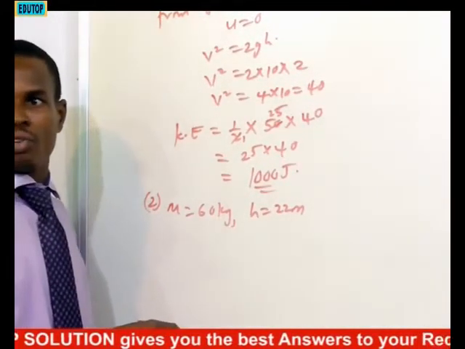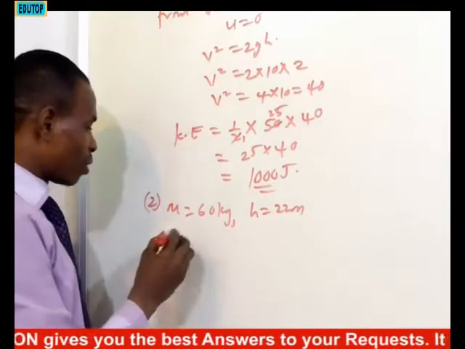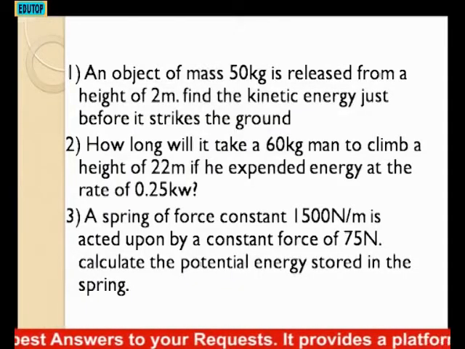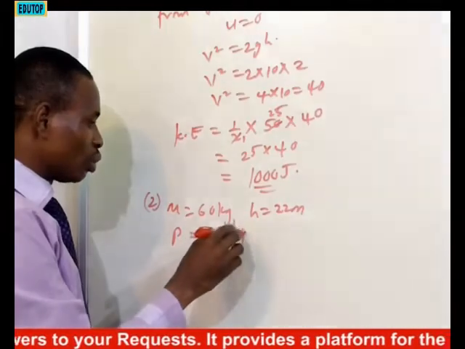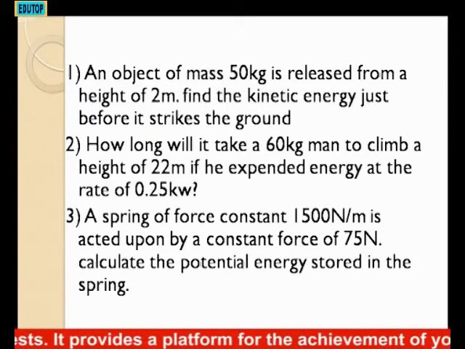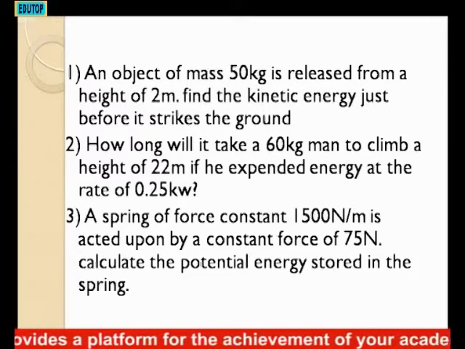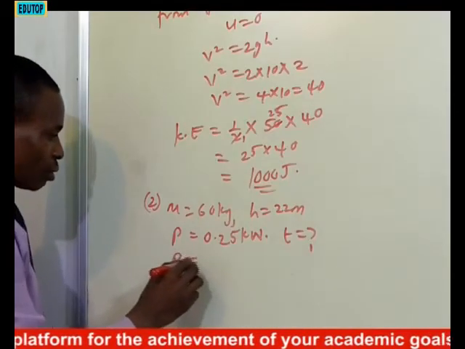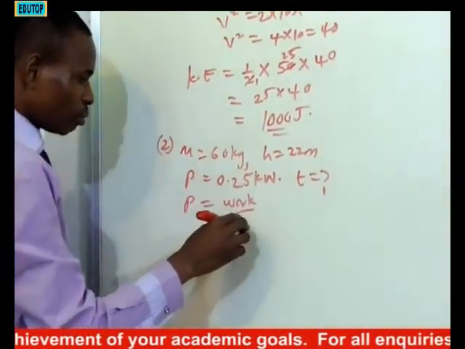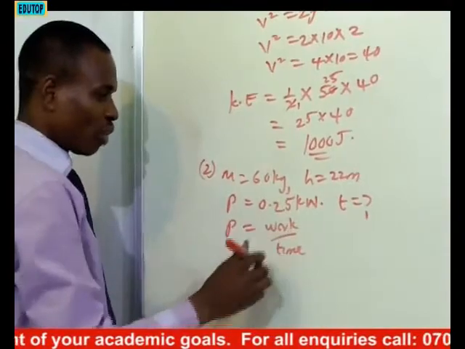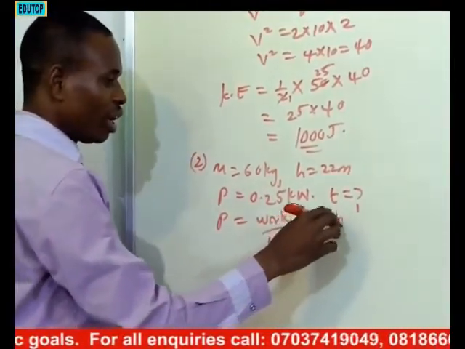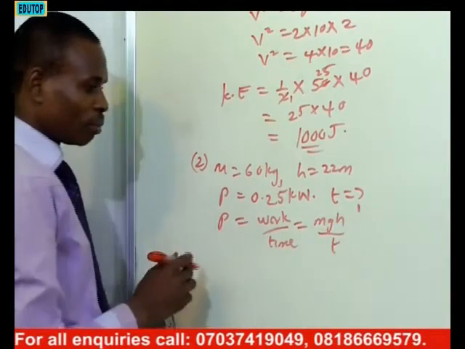Then we are given the power, because the unit of power is watts. But in this case, we are given it in kilowatts. It's 0.25 kilowatts. We are told to calculate the time. In this case, we are recalling that power is equal to work over time, and work is mgh over time.